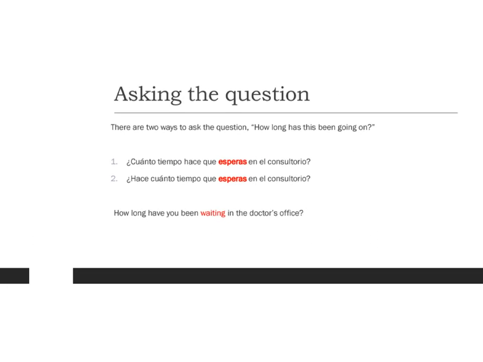So there's actually two different ways that you can ask the question, how long has this been going on? And it really doesn't matter which way you use. You can use either, they're both pretty much the same. Just you can see there's a slight different word order. You can say, ¿Cuánto tiempo hace que esperas en el consultorio? Or you could say, ¿Hace cuánto tiempo que esperas en el consultorio? And both of those questions are asking, how long have you been waiting in the doctor's office? So as you can see, our verb esperar has been conjugated in the present tense.